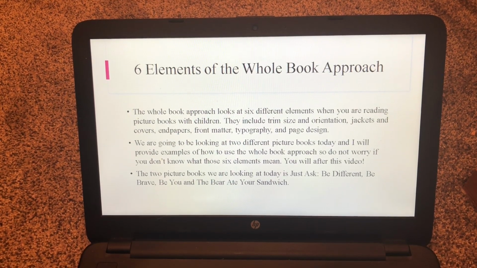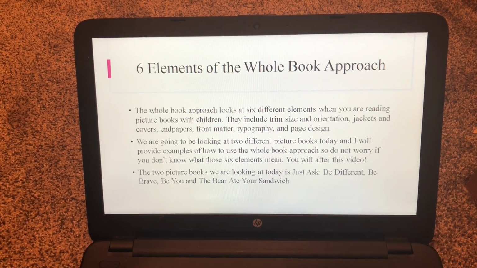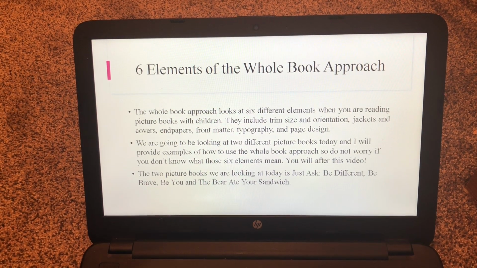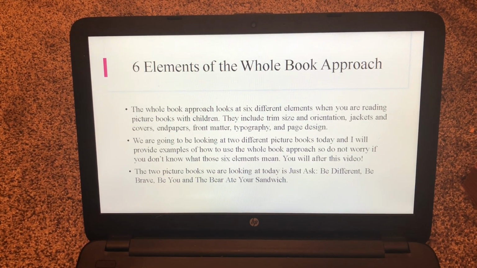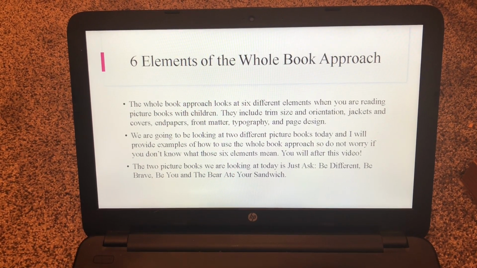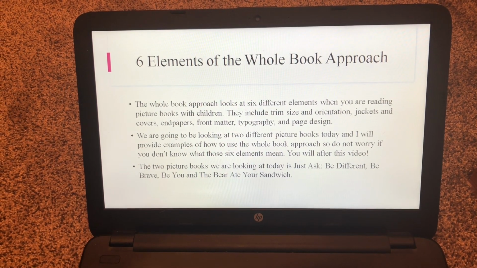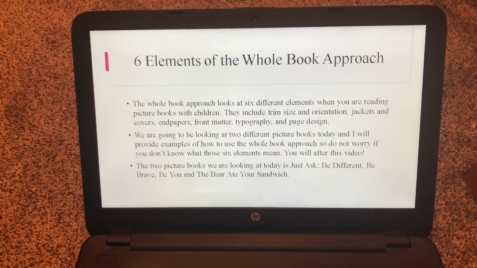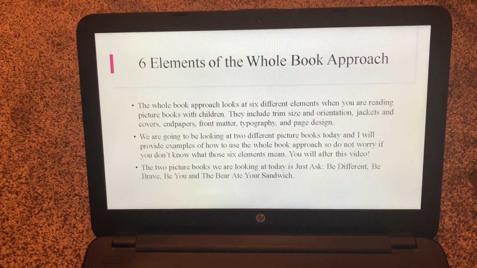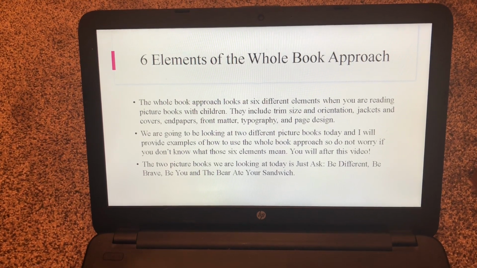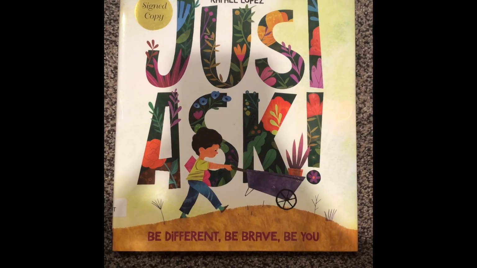There are 6 elements of the whole book approach. They include trim size and orientation, jackets and covers, end papers, front matter, typography, and page design. We are going to be looking at 2 different picture books today, and I will provide examples of how to use the whole book approach, so don't worry if you don't know what those 6 elements mean. You will after this video. The 2 picture books we are looking at today are Just Ask, Be Different, Be Brave, Be You, and The Bear Ate Your Sandwich.